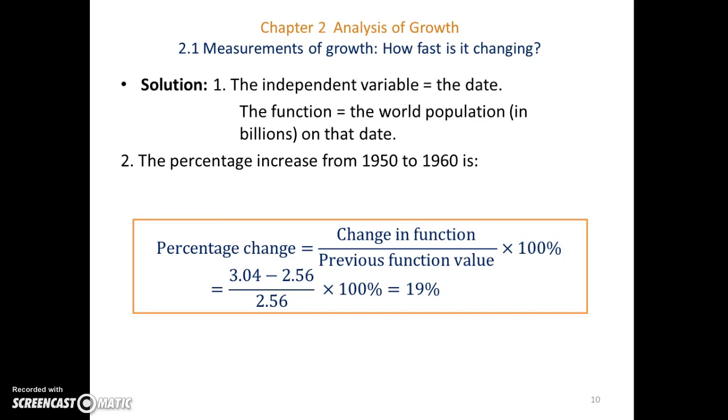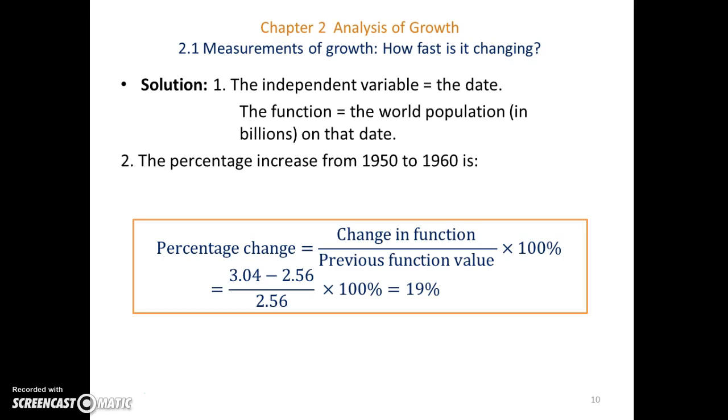In the first part, we determine the independent variable and the dependent variable. The independent variable is the date. The function is the world population in billions on that date. Next step is for us to find the percentage change in the function. So the percentage change in the world population.